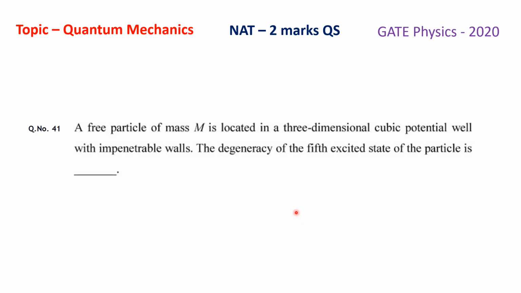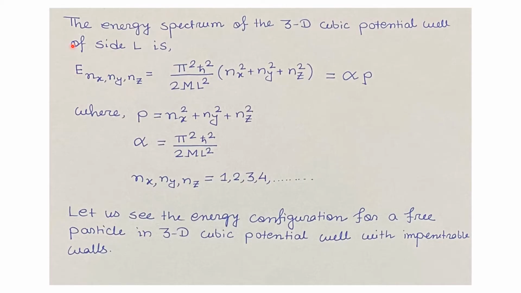Let us see how to solve this problem. We know the energy spectrum of the 3-dimensional cubic potential well of side capital L is E(nx, ny, nz) equals pi squared h-cut squared divided by 2 capital M capital L squared times nx squared plus ny squared plus nz squared. Here h-cut is the reduced Planck constant, capital M is the mass of the particle, L is the side of the well, and nx, ny and nz denote the 3 quantum numbers for this problem.